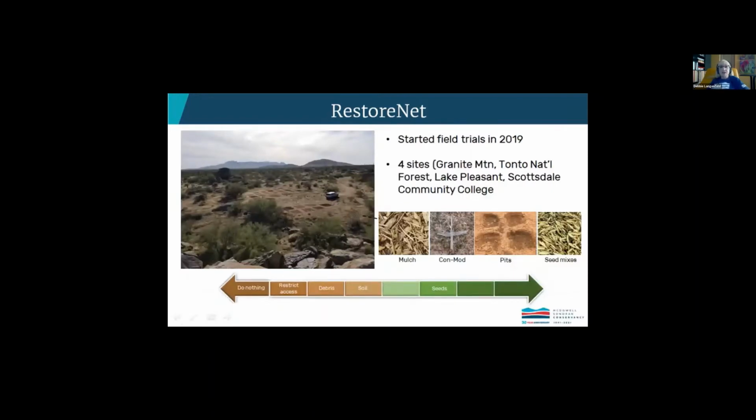Our 4 sites include an area on the Preserve at Granite Mountain called the Den, where rock climbers used to hang out and party, an area damaged by ATVs and campers at Lake Pleasant, an old farm field at Scottsdale Community College, and a burned area in Tonto National Forest. There are 4 distinct treatments being used at each site: mulch, wire mesh connectivity monitors, aka pond mods, installed perpendicular to the soil, below ground pits, and warm and cool seed mixes to see which might do better as the environment changes.